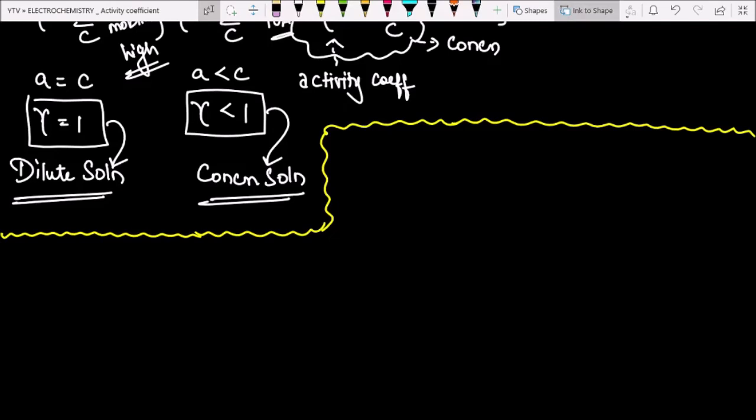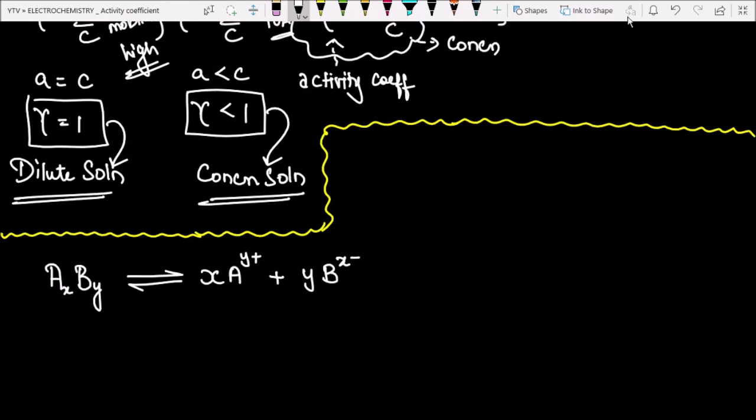Now the next thing that we are going to discuss is that we are going to derive a formula for finding out the activity in terms of activity coefficient and molality. Now, if I have a salt, let me call the salt AxBy. If I am dissociating this salt, how will it get dissociated? There is going to be x moles of A^y+. Similarly, there is going to be y moles of B^x-. How do we write it?